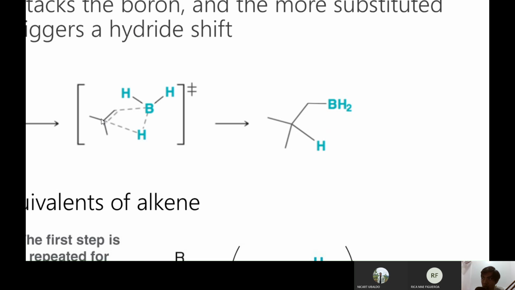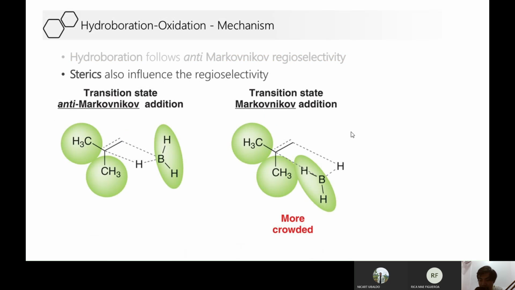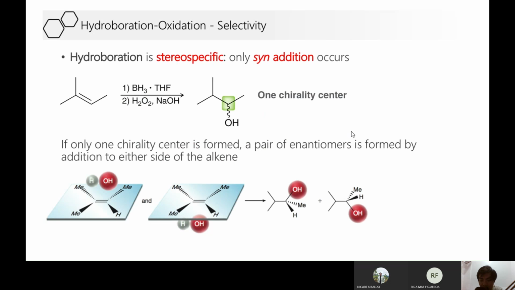So, hindi siya mapupunta dito, doon siya mapupunta. So as a result, yung hydrogen yung kakabit dito, no, sa most substituted carbon, hence anti-Markovnikov nga siya. Then itong BH2 na yan, that can be attacked by a nucleophile, no? So pwede na kumabit dyan yung nucleophile, so mawawala na siya. Ayun. So yun lang. And hydroboration is also stereospecific.